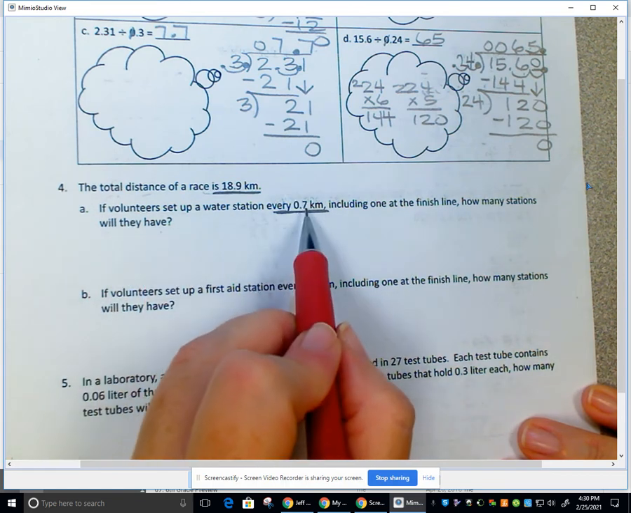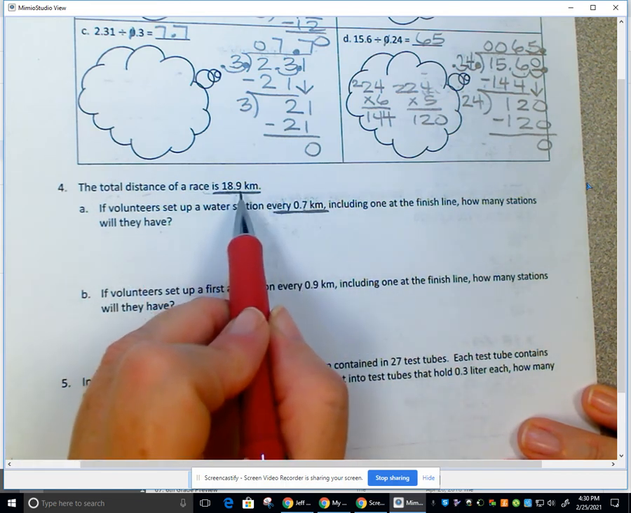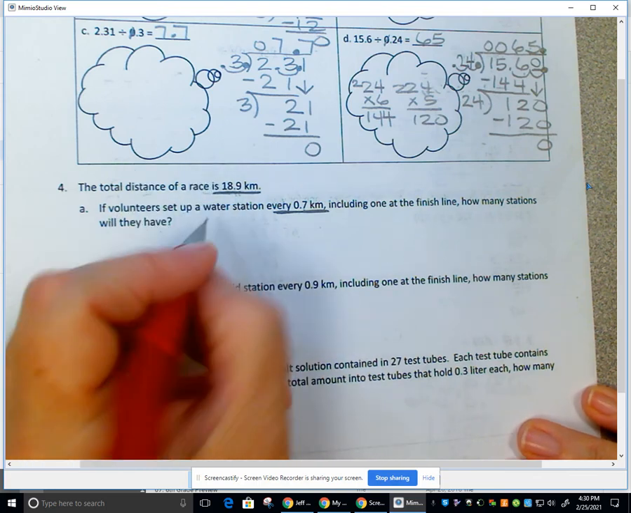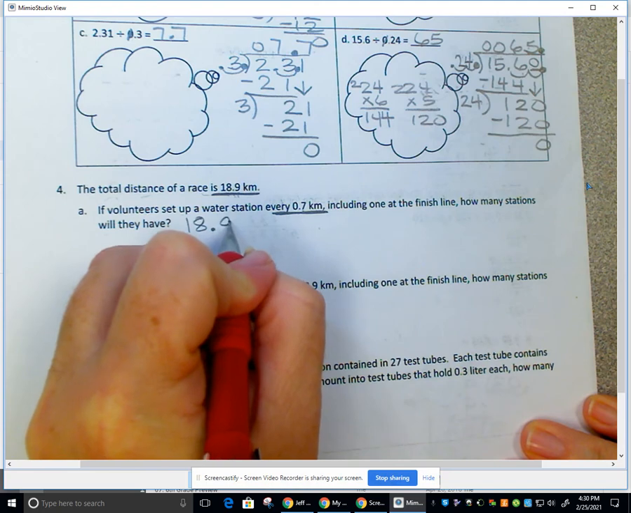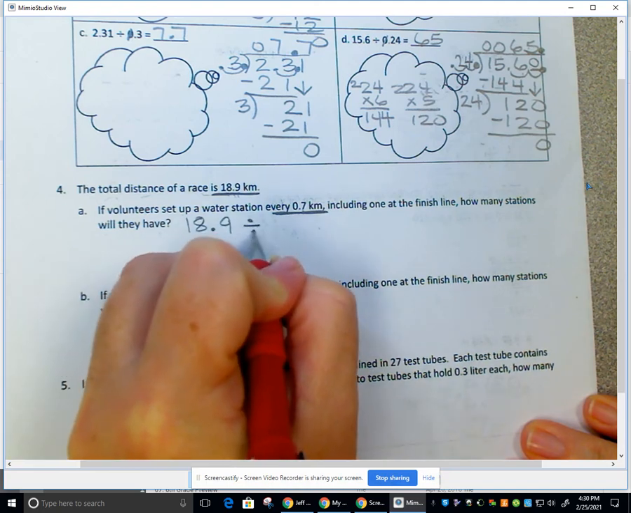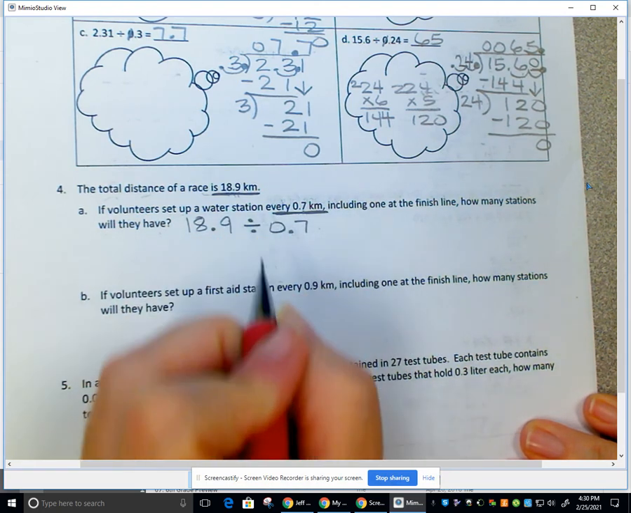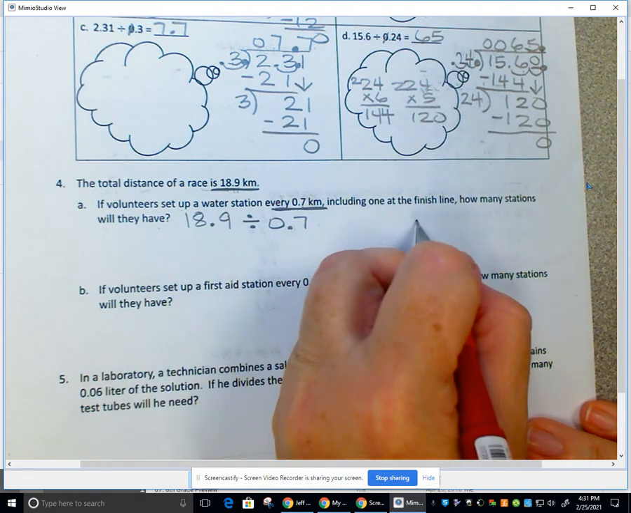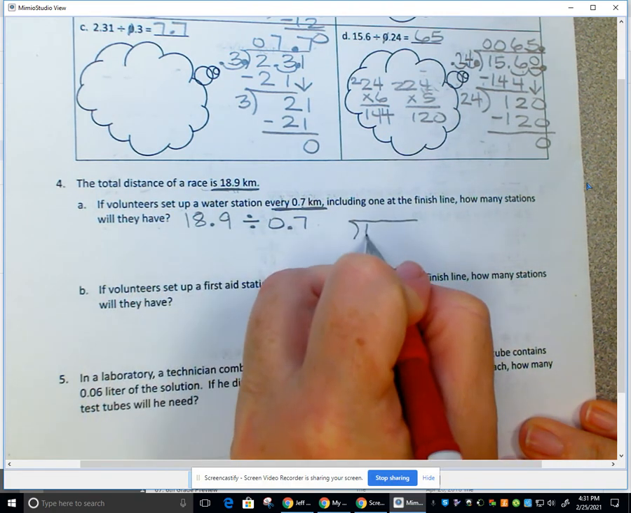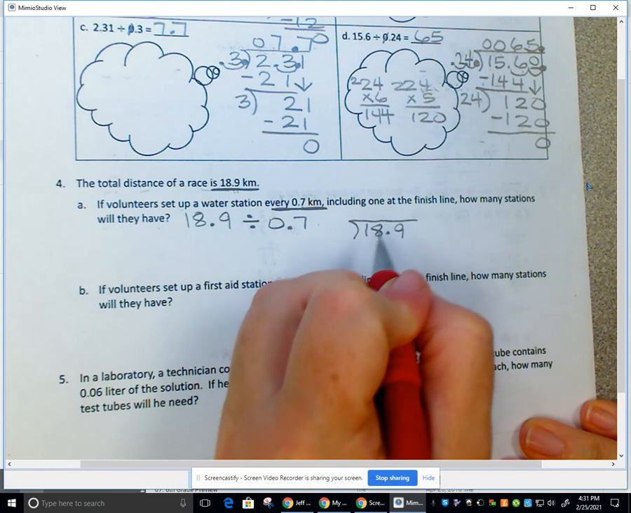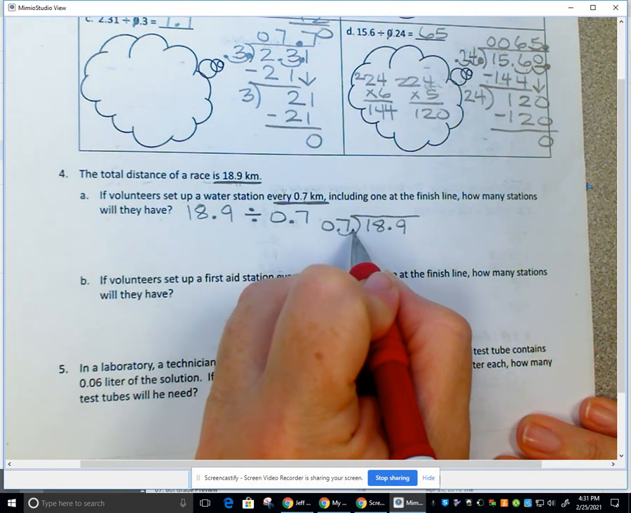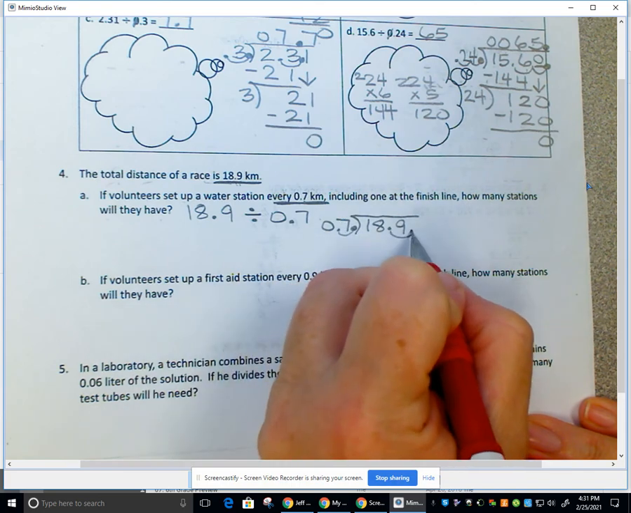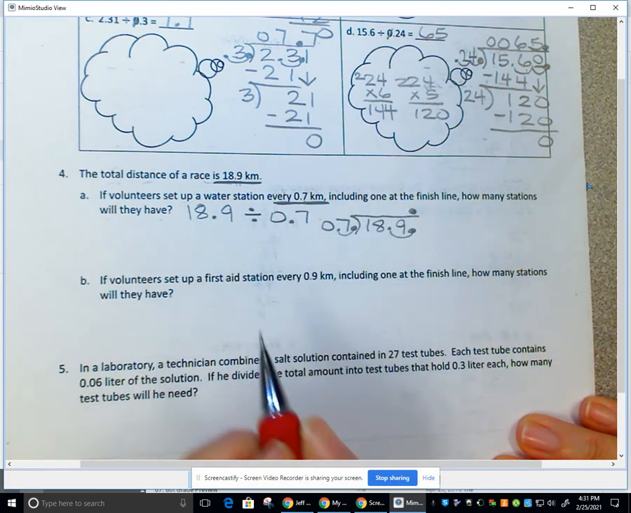I want to know how many 7/10 are in 18 9/10. So since the distance is getting divided, I would say 18 9/10 divided by 7/10. Set it up. First number goes in. All right, we're going to do 1 jump here. So I'm going to do 1 jump here. Bring it up.